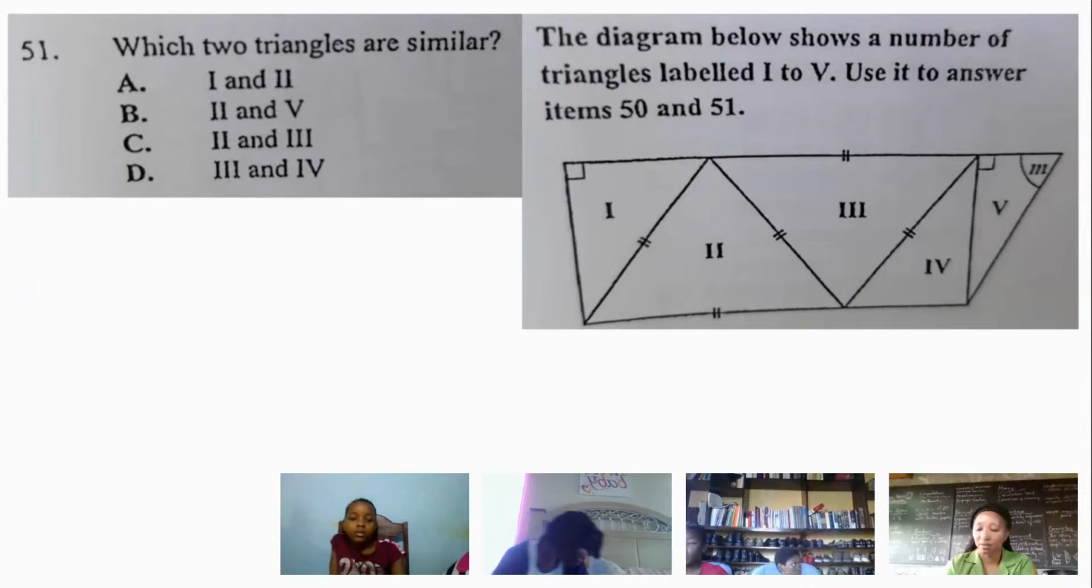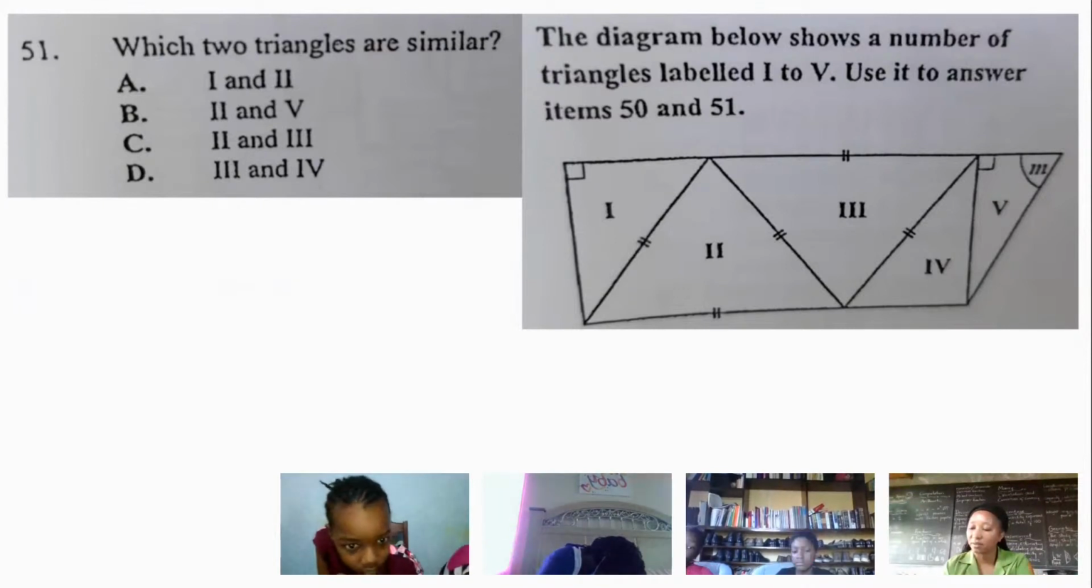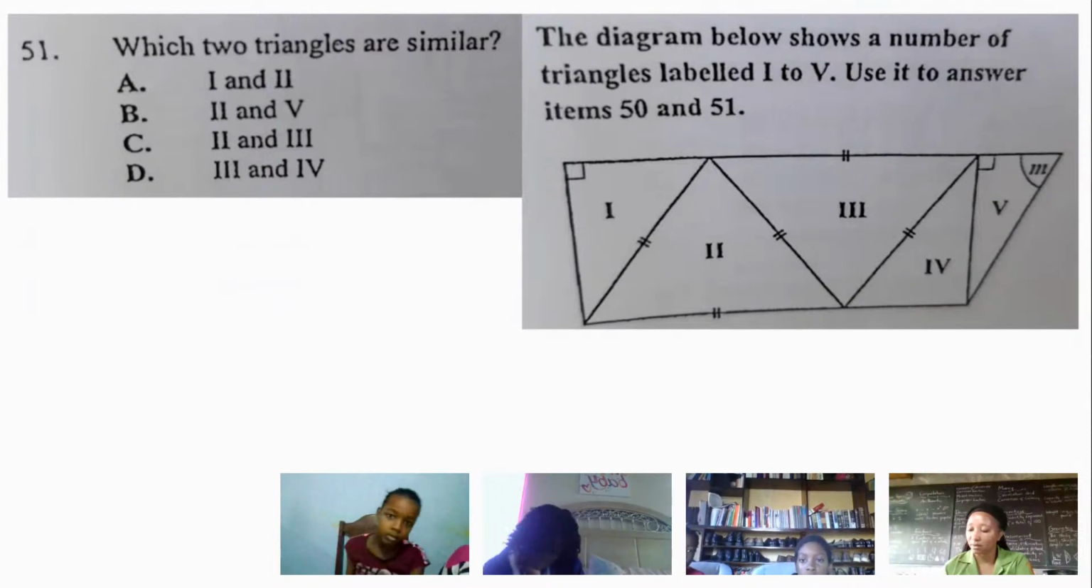John, number 51. Miss, number 51. Which two triangles are similar? A. I and II. Wait. B. 2 and 5. C. 2 and 3. D. 3 and 4. All right, so look at them and tell me which two.